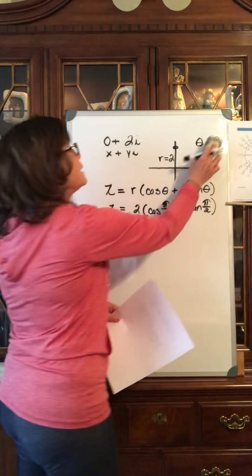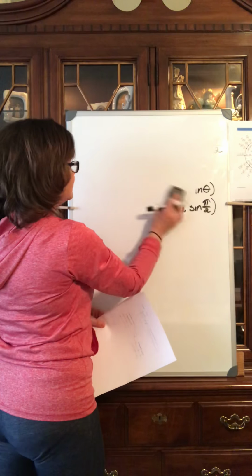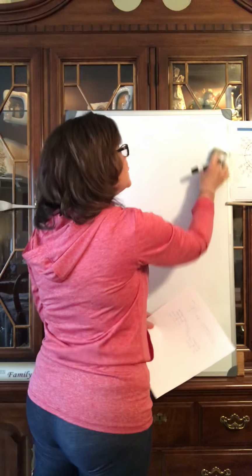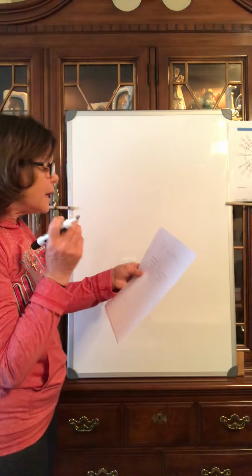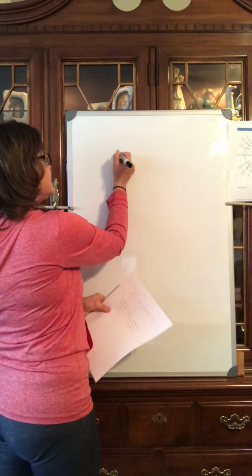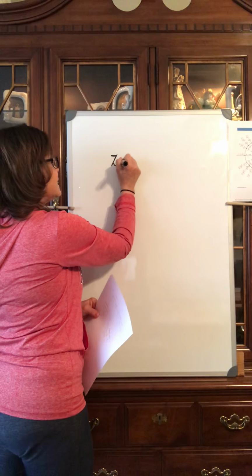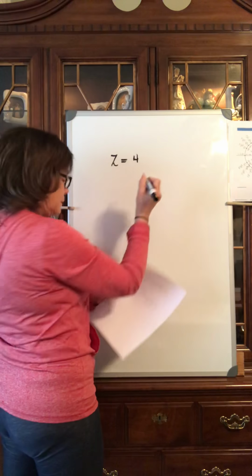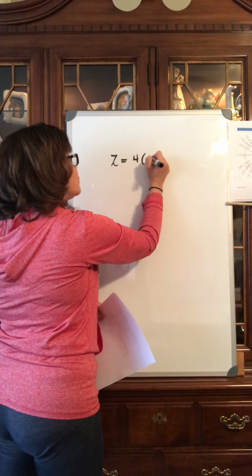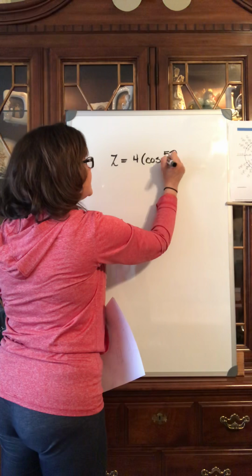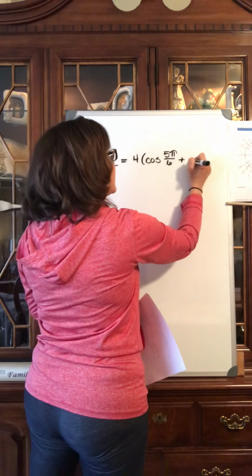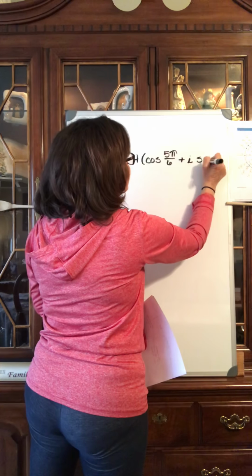Then the last example that I'm going to do, I'm going to do example number 4, and then I think you guys will understand example number 5 from looking at my notes. This one, you're given z is equal to 4 times the cosine of 5 pi over 6 plus i times the sine of 5 pi over 6.